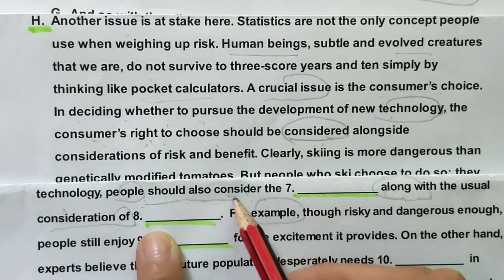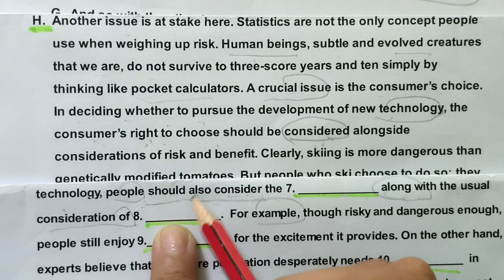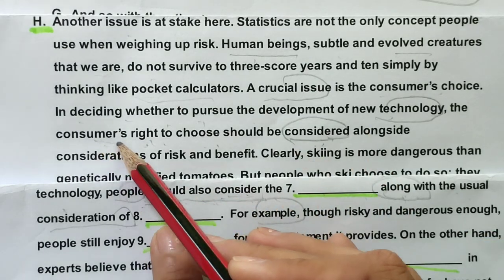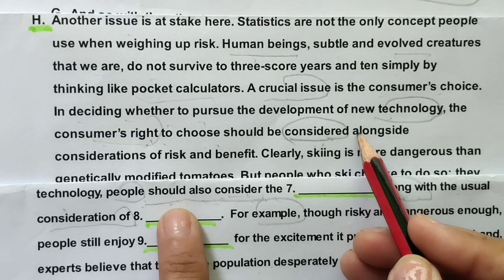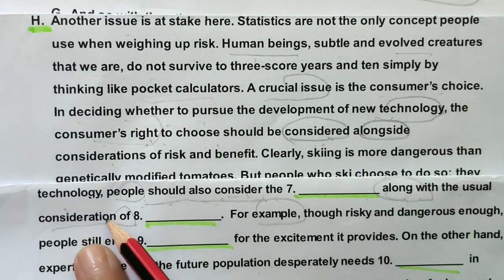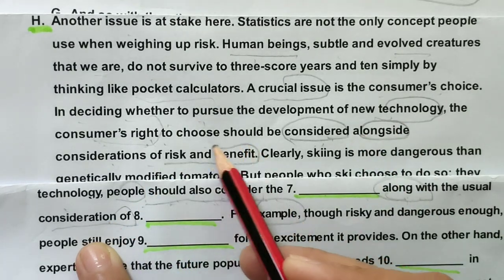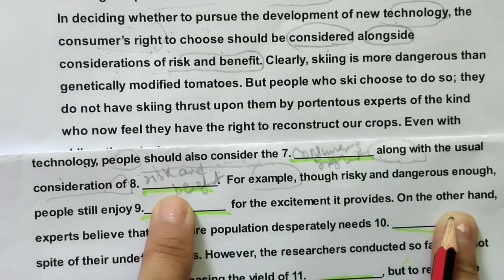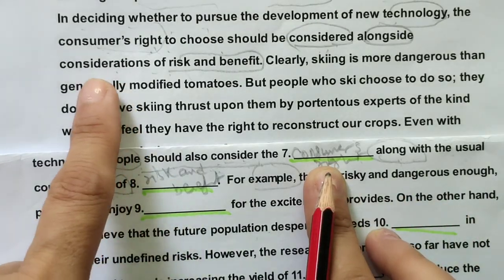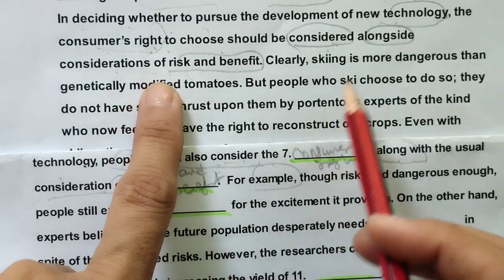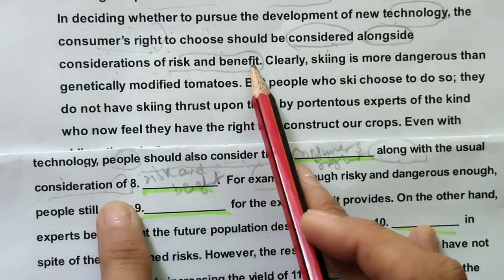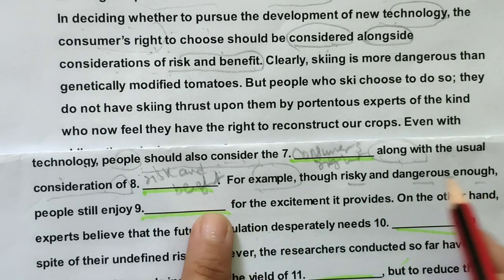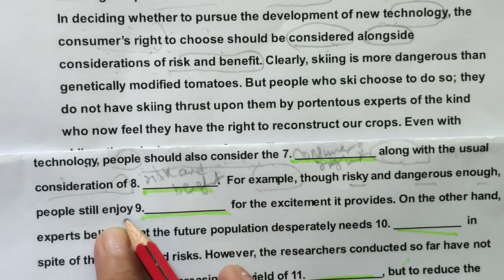See this, human beings they have written over here, should also consider the consumer's right. We will write alongside consideration, again consideration of risk and benefit. Okay, these two will be the answer. Now I have filled consumers right and alongside considerations of risk and benefit. That is done.